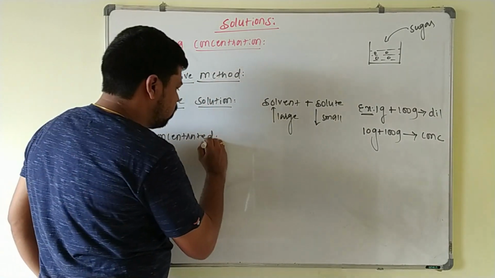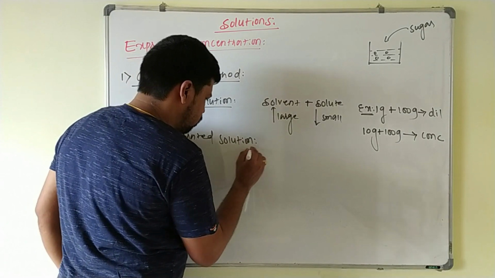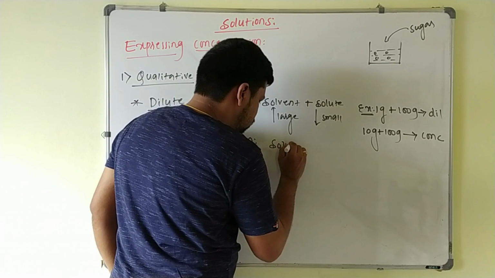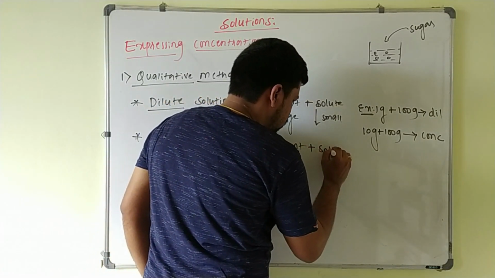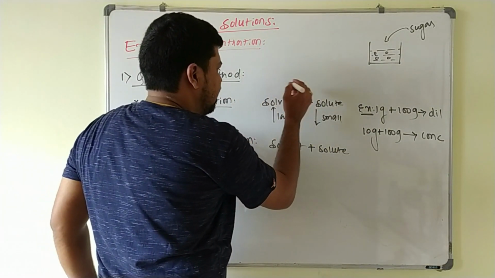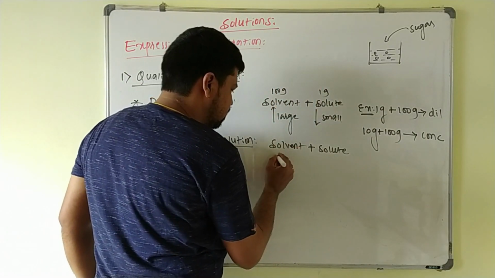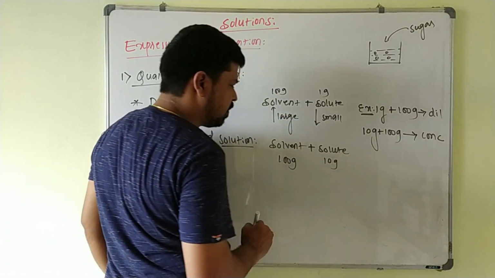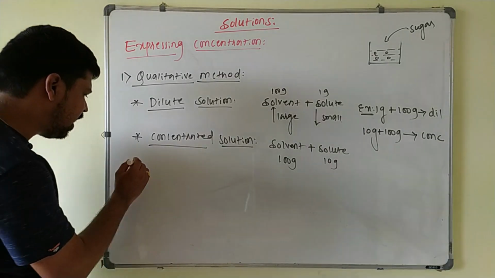In a concentrated solution, what happens here? Solvent plus solute. Suppose here 100 gram of solvent is present and only 1 gram of solute is present. Suppose if I take 100 gram of solvent and 10 gram of solute is present, then it is called a concentrated solution.